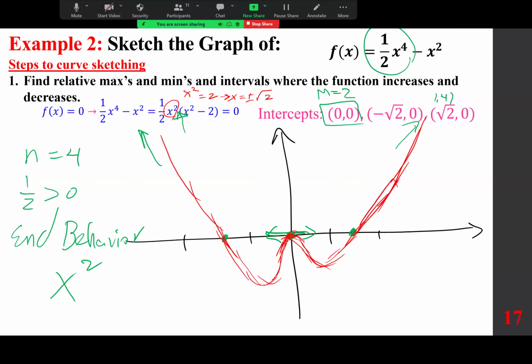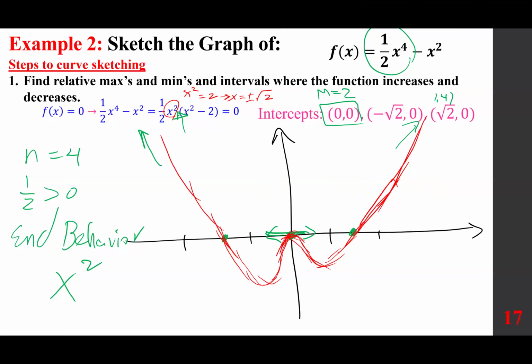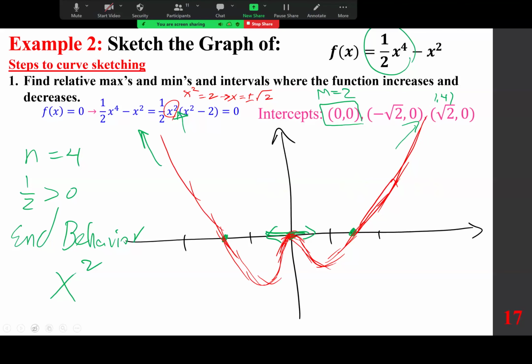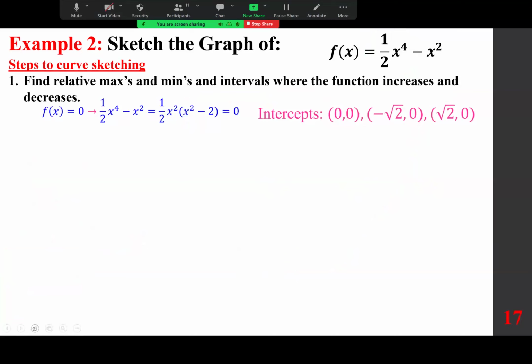But where is the function increasing, decreasing, stuff like that? We are going to use calculus. So we already have an idea of how it looks. But let's make it look better. So we want to go with the first derivative test, and we're going to use a sign graph.